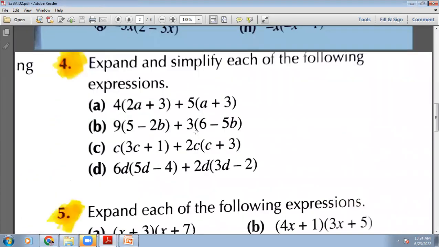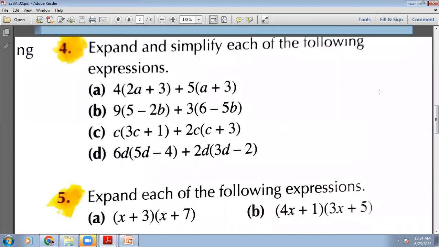The next question is: expand and simplify each of the following expressions. Okay, so now you have 4 bracket 2a plus 3 bracket close plus 5 bracket. So this 4 will multiply with both the terms in this bracket, and this 5 will multiply with both these terms, this plus 5. And then we will simplify them.